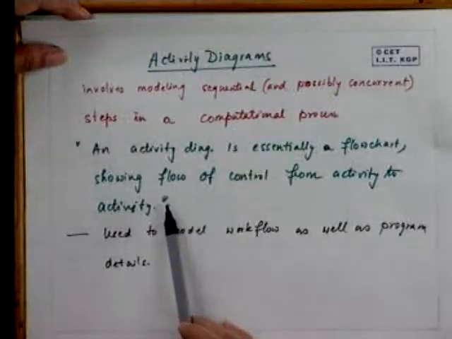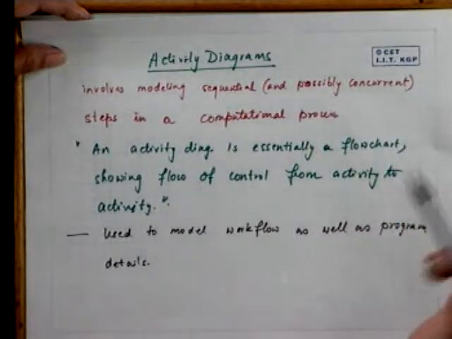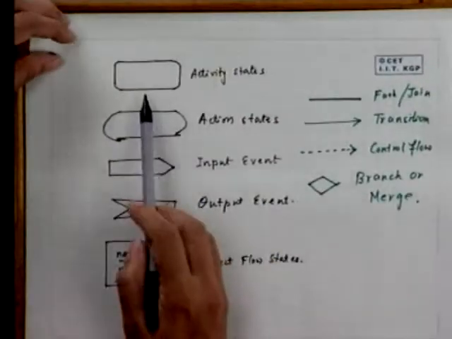In the last class we were talking about activity diagrams. An activity diagram is essentially a flow chart showing flow of control from activity to activity, and it's part of a behavioral modeling process. It is used to model workflow as well as program details. So these are the different notations that are used in activity diagrams.